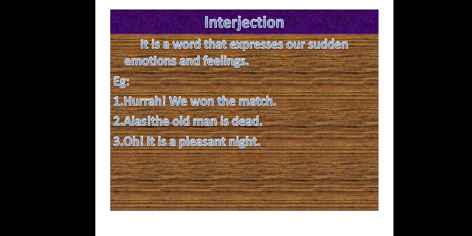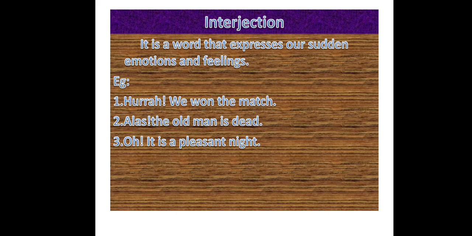Let us see interjections. An interjection is a word that expresses our sudden emotions and feelings. For example, hooray, we won the match. Here, a thrilling match was unexpectedly won by us. Then all of a sudden the emotion, the feeling of the mind and heart, comes out in the form of a word, that is hooray. So that word is an interjection.